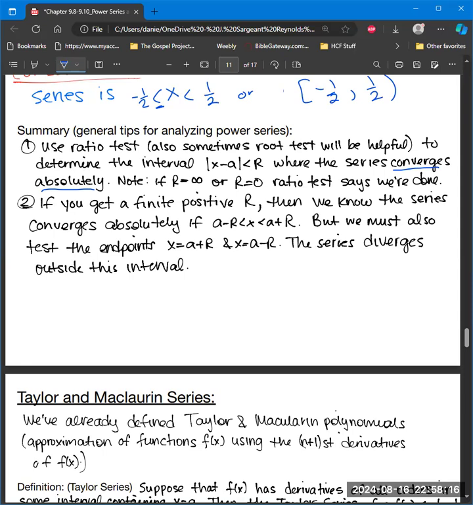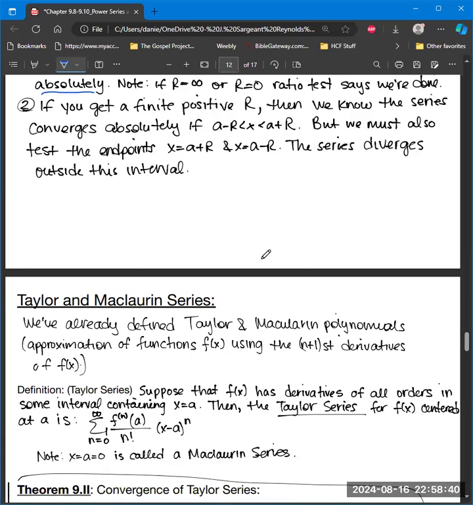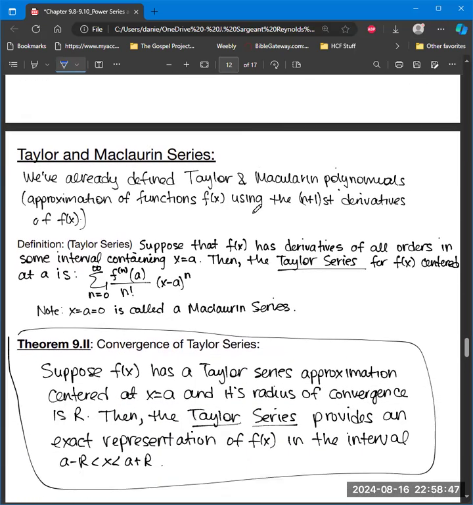When that doesn't happen, if you get a finite positive r, then we know that the series converges absolutely if we're in the interval a minus r less than x less than a plus r, but we also have to test the endpoints at x equals a plus r and x equals a minus r. The series is definitely going to diverge outside of this interval. We know it converges inside the interval. We need to test the endpoints of the interval to see what happens, convergence or divergence at the endpoints.